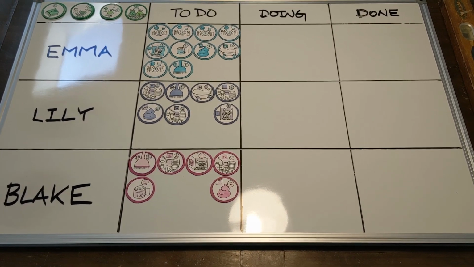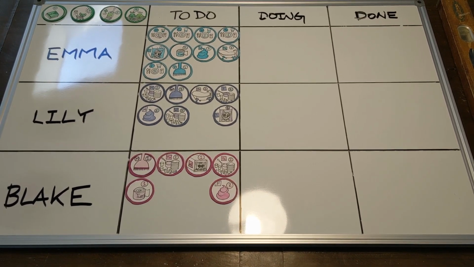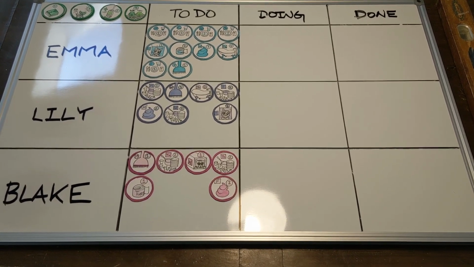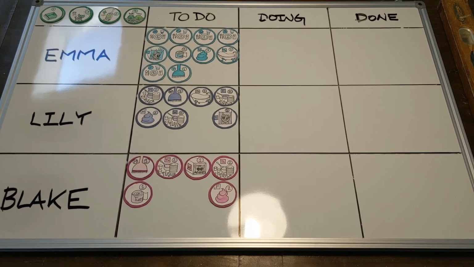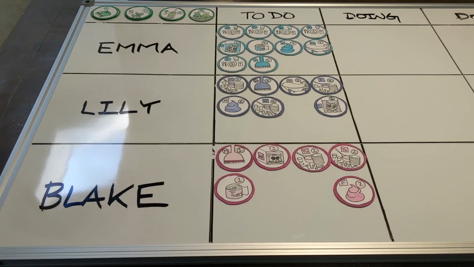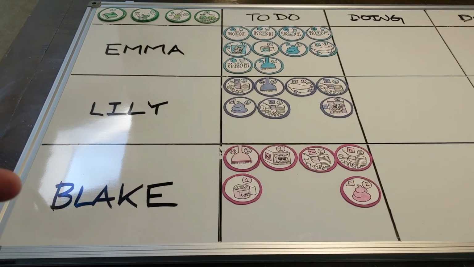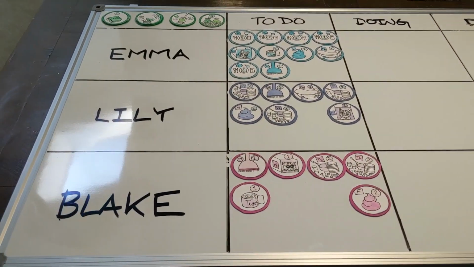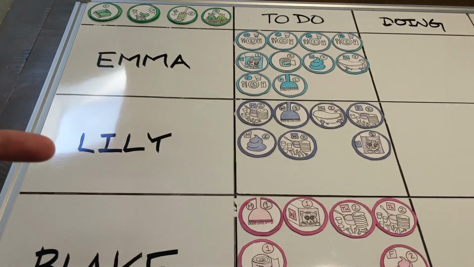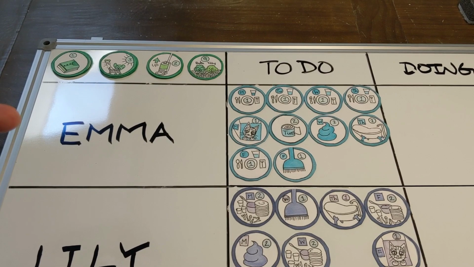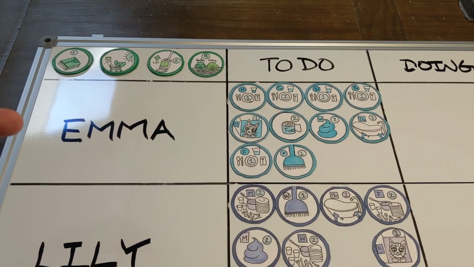Now, this board itself is again hyper simplified. You can add as many swim lanes as you want. However, the to-do, doing, done suffices for a small team such as this. Let's meet our team. So we've got Blake, age 7, with age-appropriate tasks. We have Lily, age 9, also age-appropriate tasks. And Emma, our 13-year-old, has more stuff to do because she has more responsibility.